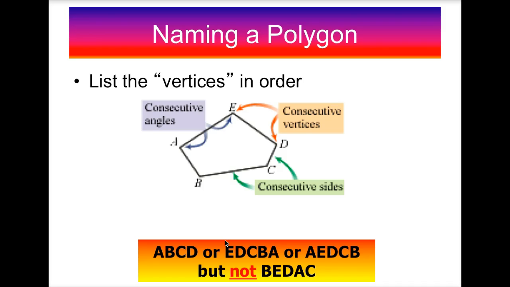How do we name a polygon? If we're referring to a polygon, we list the vertices, but in order. It doesn't matter which vertex we start with, whether it's A, or E, or D, or C, or B, but whichever vertex we choose, then we need to name them in order. Whether we go clockwise or counterclockwise, it doesn't matter. So this polygon could be named A, B, C, D, E, or E, D, C, B, A, or A, E, D, C, B. Does that make sense?